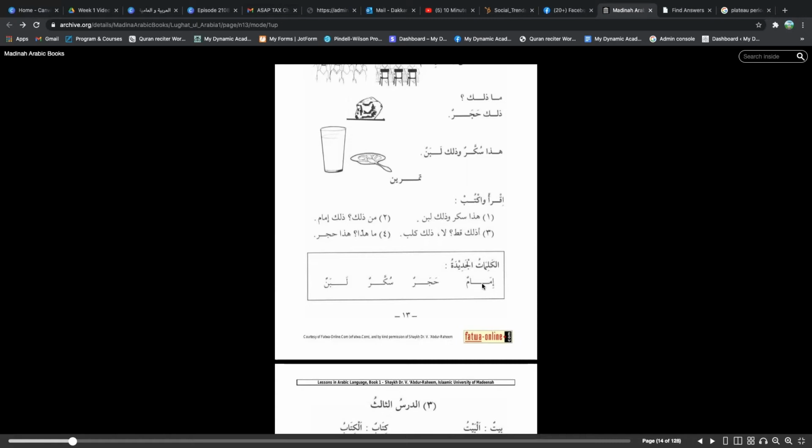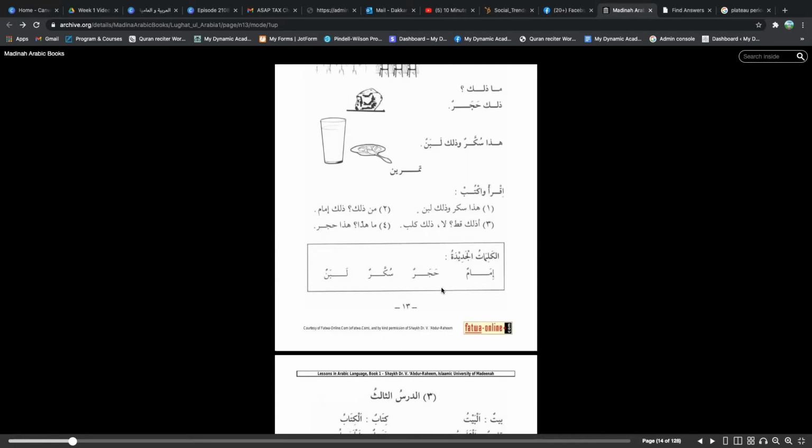Okay. So our new words, which we learn in kalimatun jadidatu: imamun, hajarun. Okay, so imamun meaning imam, hajarun, rock, sukkarun, sugar, labanun, milk.